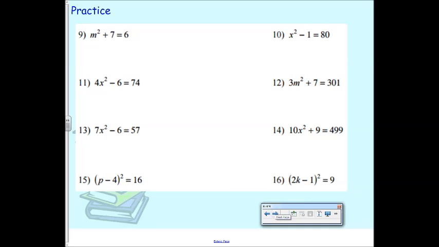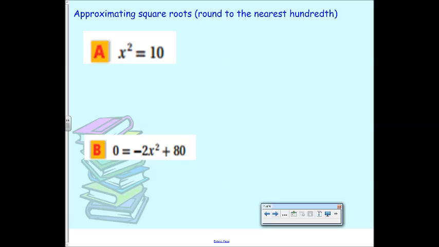I'm going to do this because I think we need to get to it. Okay. What if instead of using your calculator, you want to do this in your head? So how would I do A?